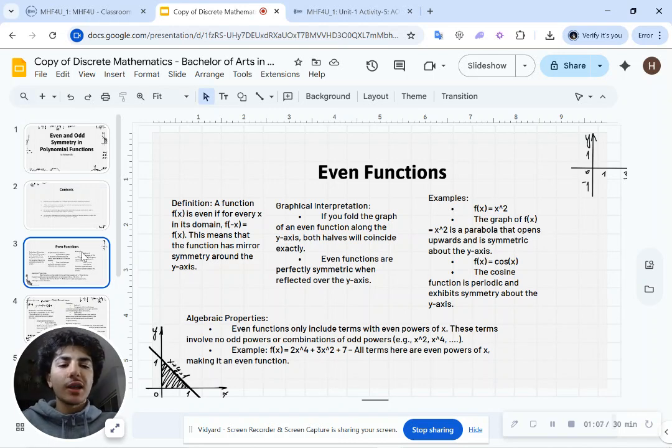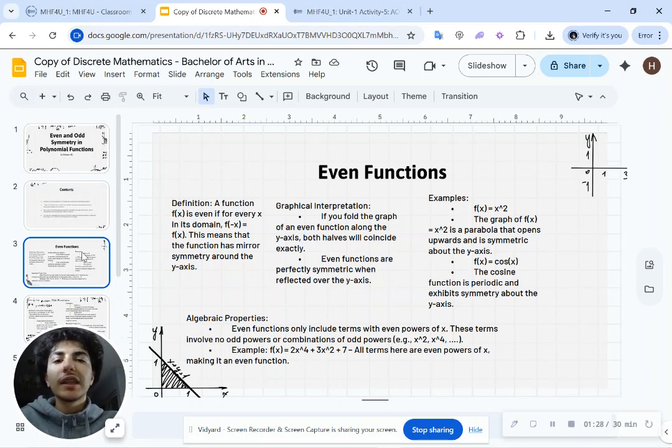Now let's look at some examples. f(x) = x^2. The graph of f(x) = x^2 is a parabola that opens upwards and is symmetrical about the y-axis. f(x) = cos x. The cos function is periodic and exhibits symmetry about the y-axis.